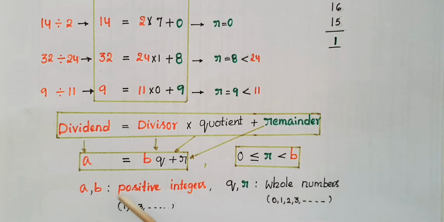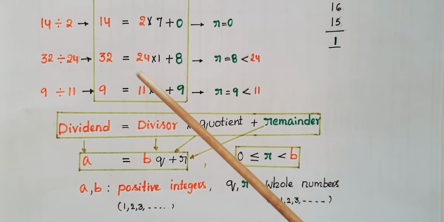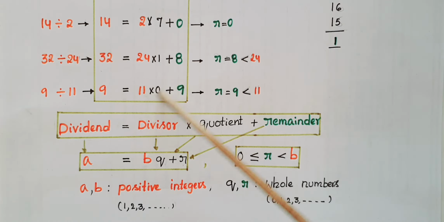And here A and B are always positive integers. We know that positive integers means 1, 2, 3, etc. And Q and R are whole numbers. Whole numbers means 0, 1, 2, 3, etc. You can see from this example here Q can be 0. Here Q is 0, so Q can be 0.